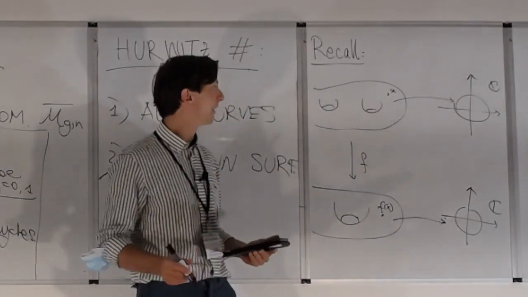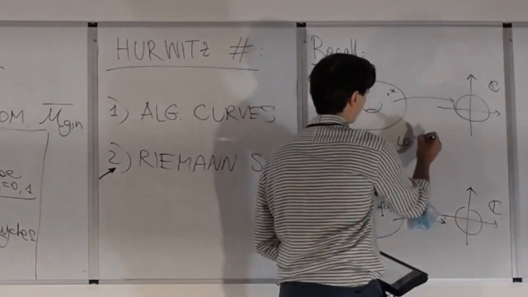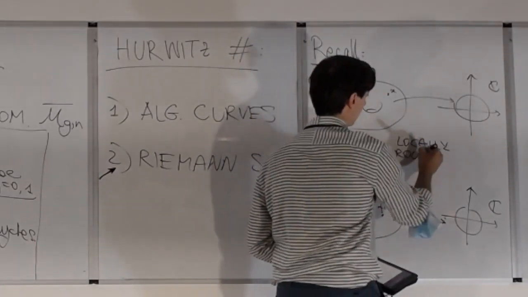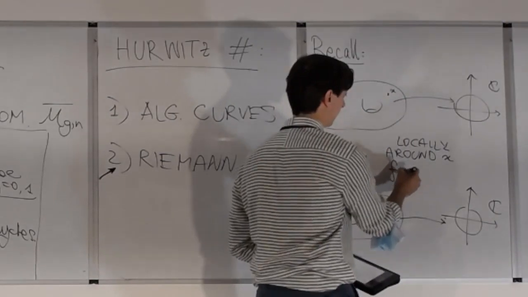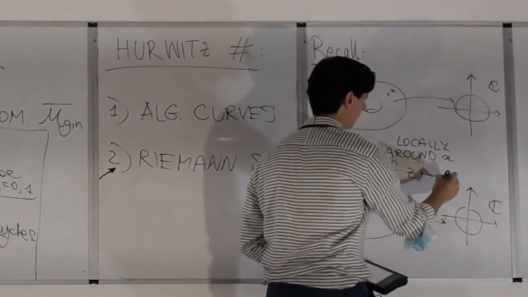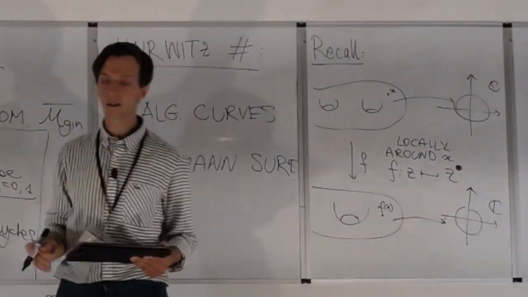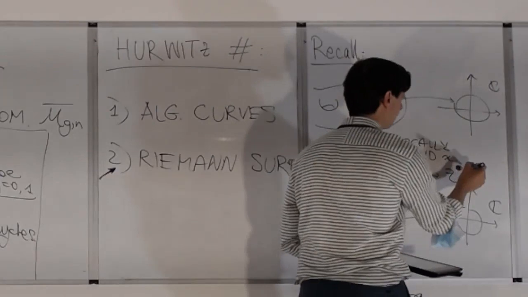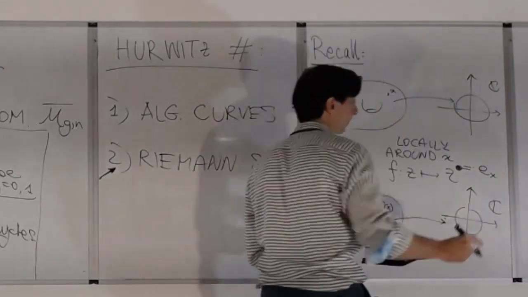But the non-trivial thing is that locally, around x, f behaves like this: z goes to z to some number. And this number, I want to define this number e(x). And this number is an integer.